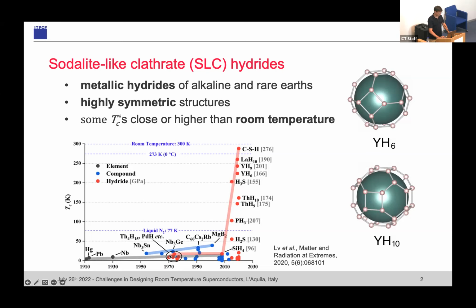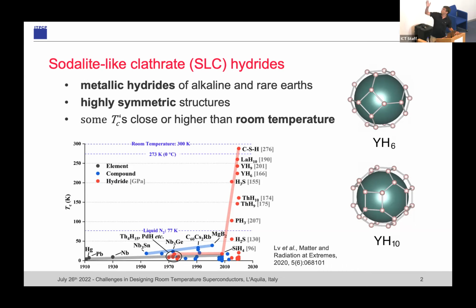Can you see my pointer? Yes, you can see the pointer. So you can see this figure here that Yangming Ma already showed an updated version, but many of these hydrides that you see here are actually the clathrate structures. You heard a lot about different numbers, pressures, and TC values, but I want to use this opportunity to dive into a bit more detail about the superconducting state and the properties of these materials.